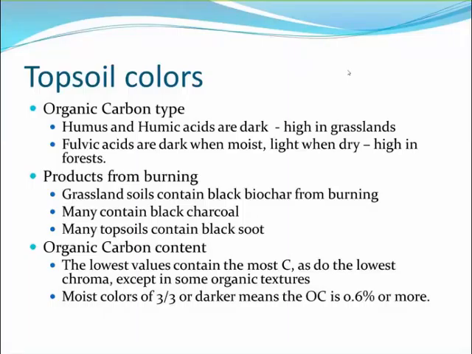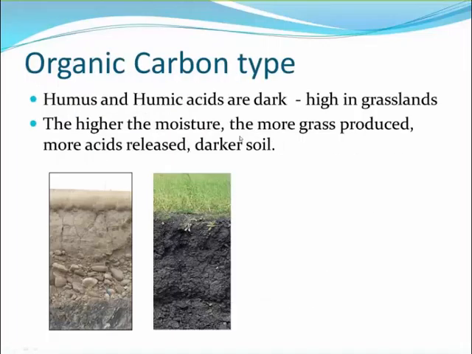But under organic carbon types, we have the types that form under grasslands and the types that form under forests. And under products from burning, we have burning that occurs in grasslands, burning that occurs in forests, and then we have burning that occurs in factories. And then under organic carbon content, or in other words, the total percent carbon, we can relate the soil colors to the percent carbon. So let's take a look at some pictures now.